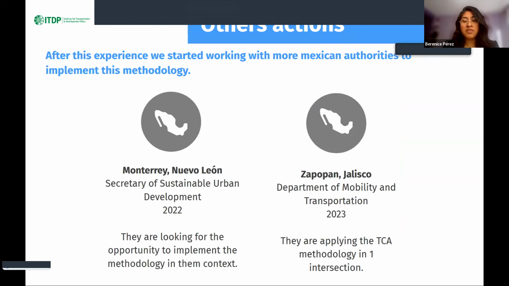Also, we are working with Zapopan, Jalisco, that is another state of Mexico. We work with the Department of Mobility and Transportation in 2023. Now they are applying the TCA methodology in only one intersection.